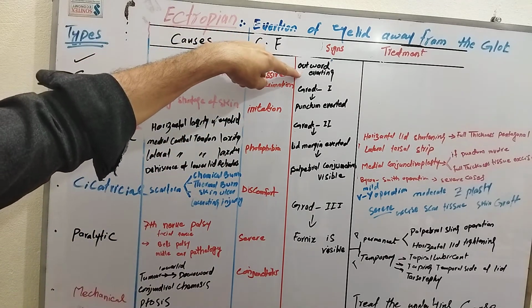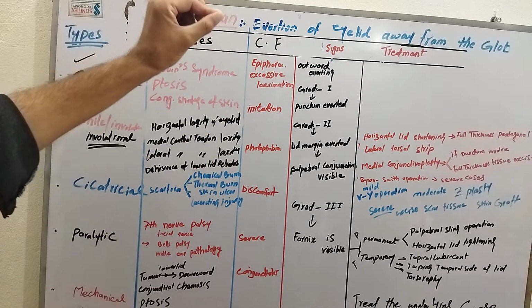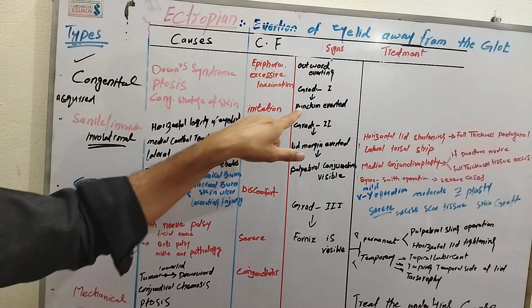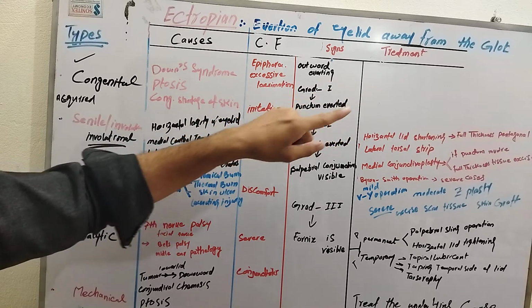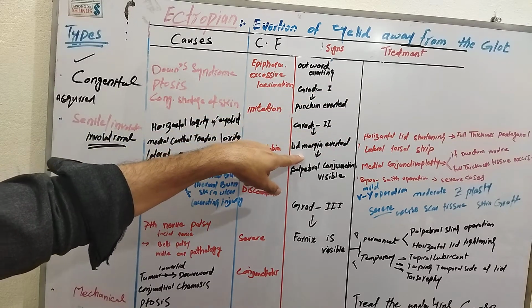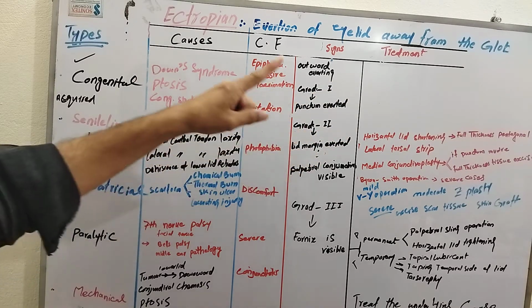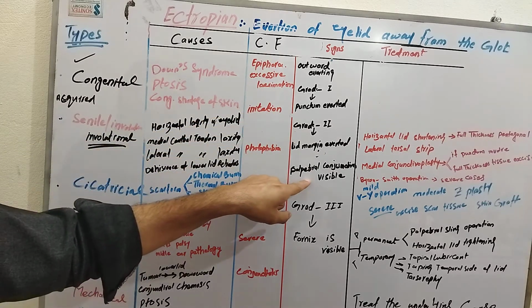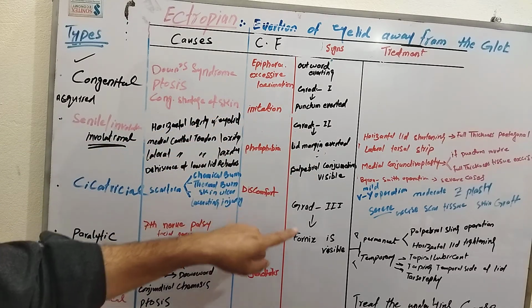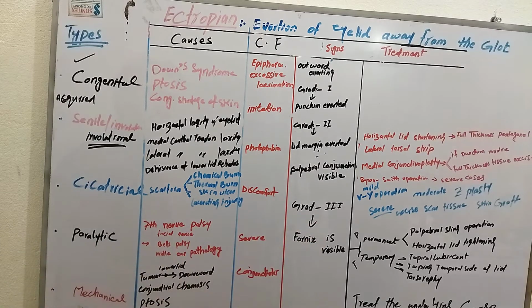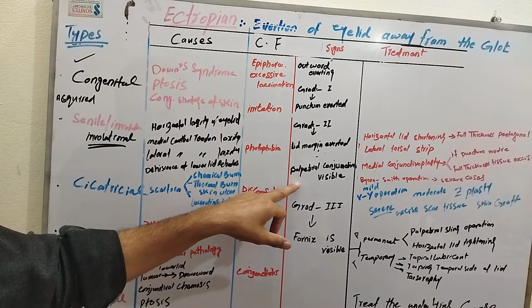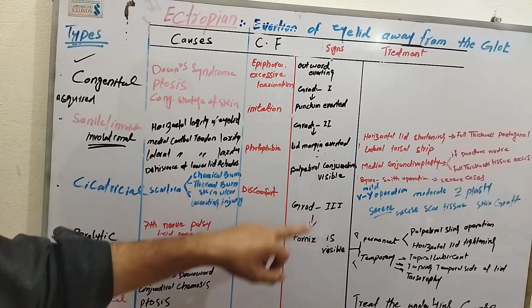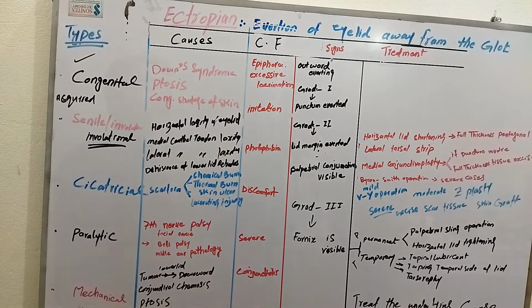Here you can clearly see the outward everting of the eyelid. In grade 1, the punctum is everted outward. If the lid margin is everted outward, this is grade 2. Here the palpebral conjunctiva is visible. In grade 3 the fornix is also visible. So in grade 1 the punctum is everted, in grade 2 the palpebral conjunctiva is visible, in grade 3 the fornix is visible. Now what is the treatment of different types of ectropion?